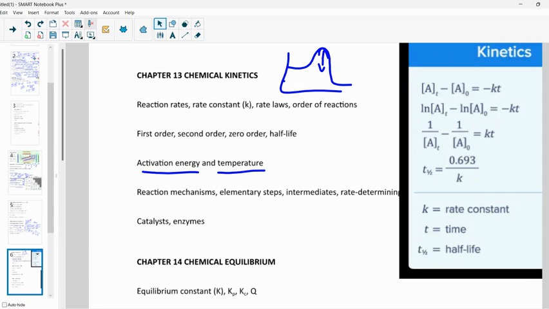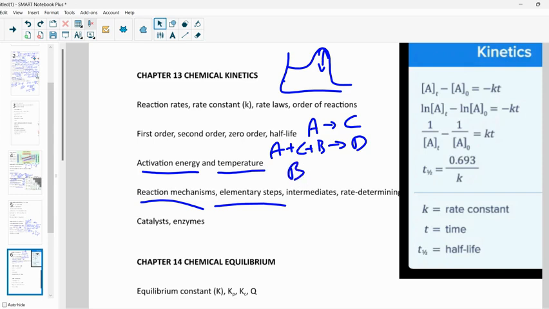All right, reaction mechanism and elementary steps. This is where we get into our rate law being consistent with the slow step. Do we remember that? Right, we might have like A goes to C. A plus C plus B yields D. Right? 2B plus D yields E, something like that. And we can add all those up, we'll get the overall equation.